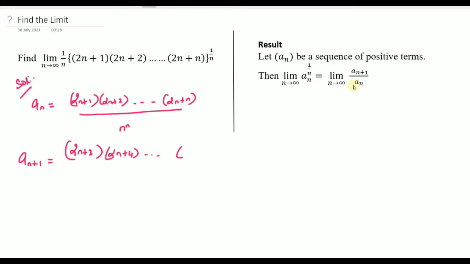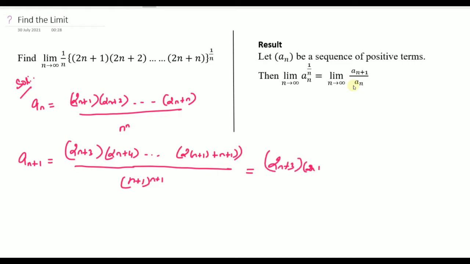2(n+1) plus (n+1), the whole divided by (n+1) to the power n+1. To simplify this term: (2n+3)(2n+4) and so on up to 2n plus n, so 3n, so 3n+3, the whole divided by (n+1) to the power n+1.